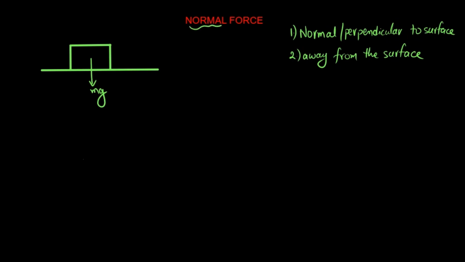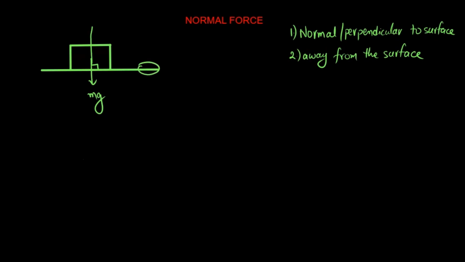In mathematics, the word normal is used to describe two lines that are perpendicular or at 90 degrees to each other. Normal force, as obvious from the name, will act perpendicular or normal to the surface. mg is acting downward and this is your surface. Perpendicular to the surface is this line. So the force of normal will act along this line and away from the surface.